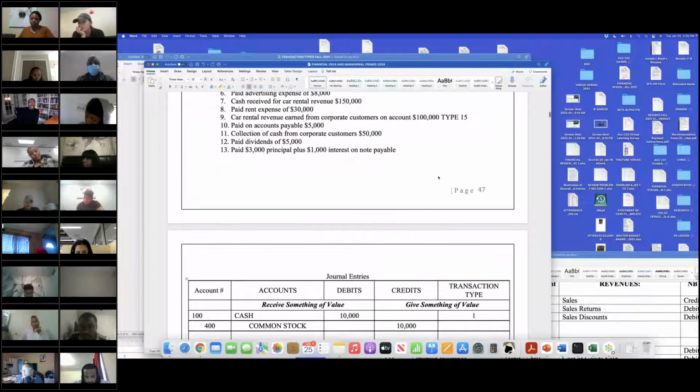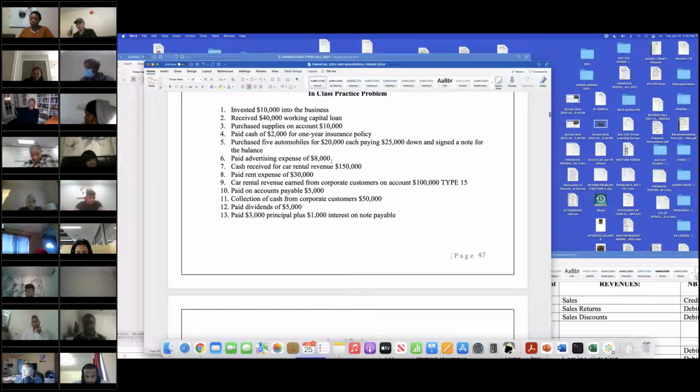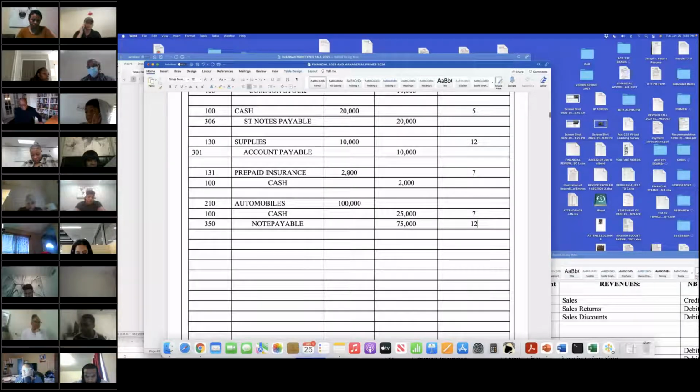Paid advertising expense $8,000. What is our type? Is that type 9? It's a type 9. We're paying the advertising expense, which is debited. That's what we're going to debit.